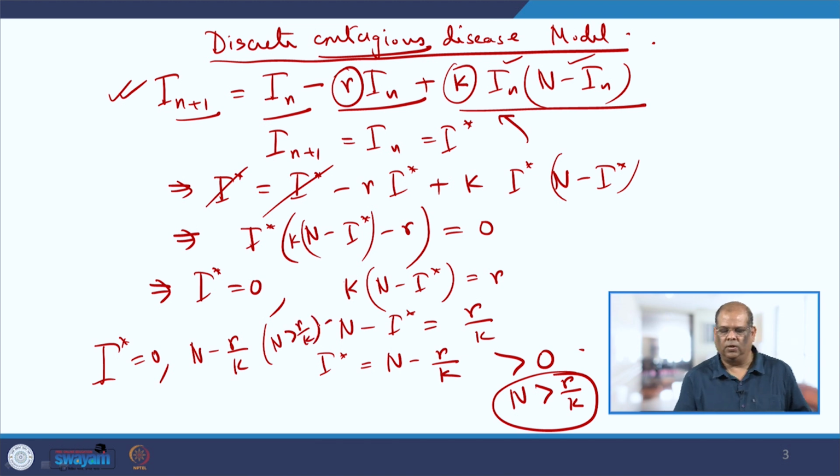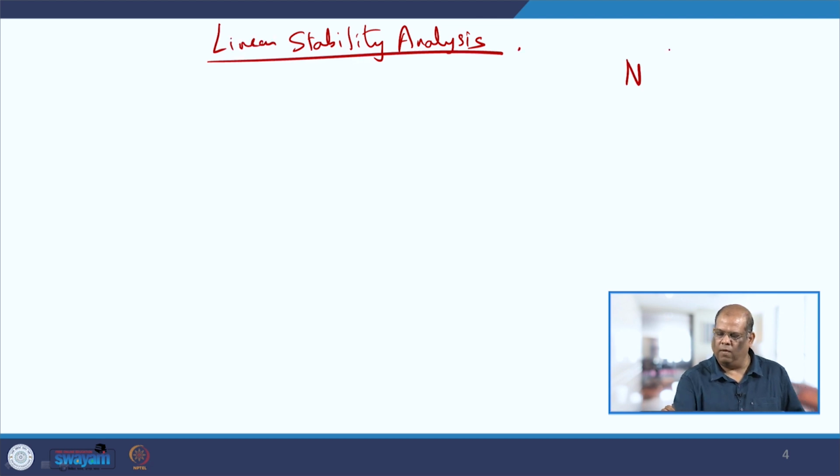Now, let us go for the stability analysis of the equilibrium solutions. So, for linear stability analysis, you have I star equal to 0 and I star equal to N minus R by k.